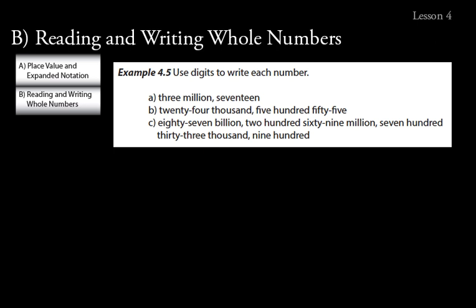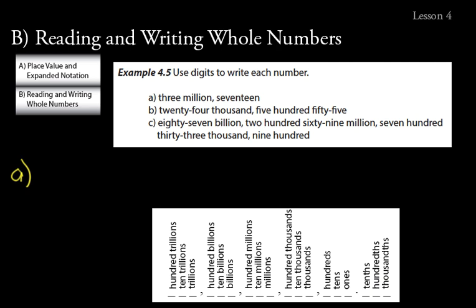Let's do one more. Example 4.5, use digits to write each number. Now, normally students prefer this type of an example because you don't have so many things to write down. So let's go ahead and start with A, 3,017,000. Let's just put that place value chart up real quick again. Think about that millions place. And so it says there 3 million, comma. So we know there's a comma. We look at the place value chart and we see a comma right after the millions place. The 3 is in the millions place, comma.